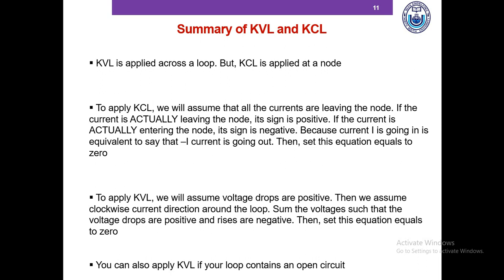To apply KVL, we'll assume voltage drops are positive, and then we assume clockwise current direction around the loop, and we'll sum the voltages such that the voltage drops are positive and the rises are negative, and then we'll set the equation equal to 0. You can also apply KVL if your loop contains an open circuit.